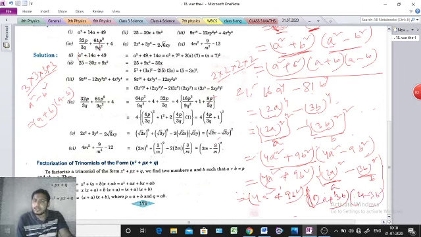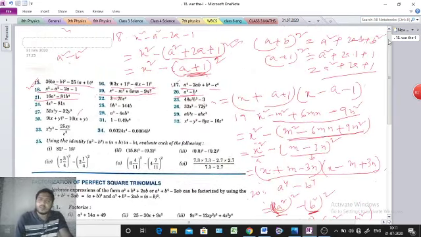Okay, finished, and no need to do any other things. Here already finished, all finished. So that's why the answer will be 4a square plus 9b square into 2a plus 3b into 2a minus 3b. This is the answer. Clear? Clear or not? I hope you understood, and you should try it.